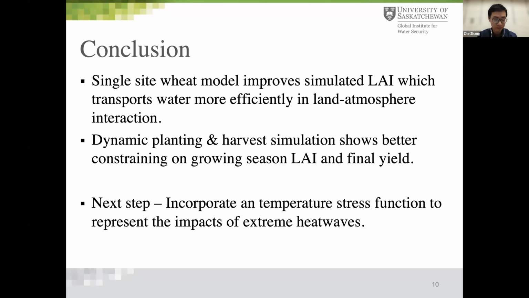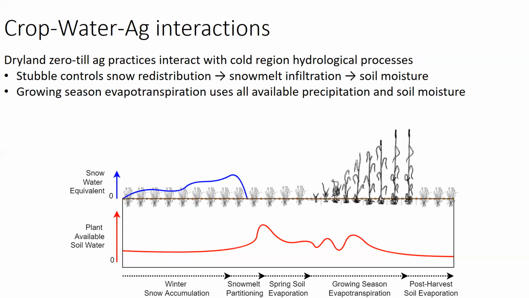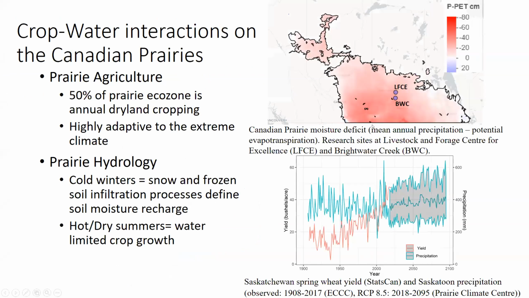That's all, thank you. Thank you very much, Yi. We are at 12:05 Central Time. We go directly to the next presenter, Philip Harder, which I think will be a follow-up to this presentation. Philip Harder will talk about improved prediction of crop water use in cold region agriculture using coupled model. Philip, floor is yours.